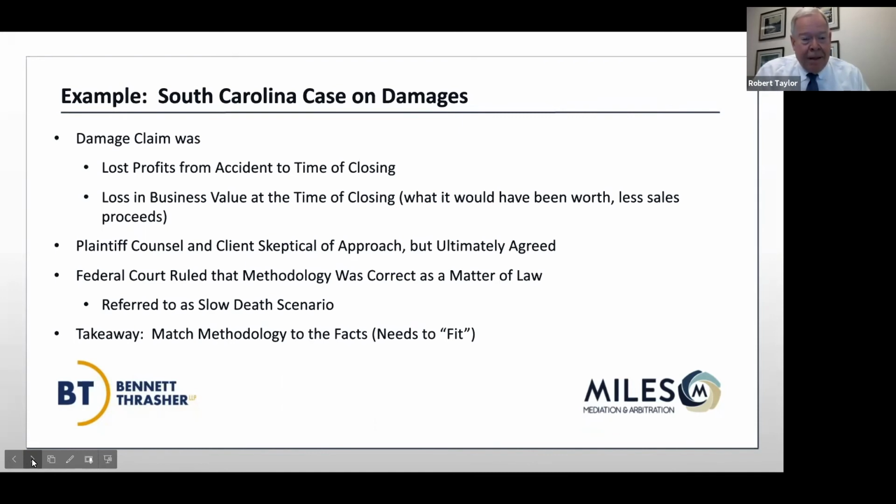The approach that I've outlined here on the damage claim was one that our side, the plaintiff's side, was very skeptical of originally. They'd never heard of something like this where you have lost profits and then all of a sudden you have a taking of the business a year and a half later. But factually, that was what happened. And so ultimately they agreed.